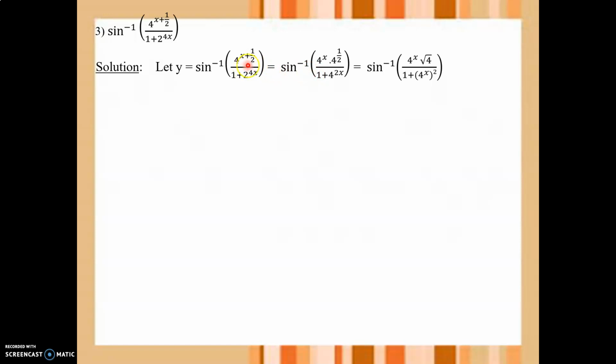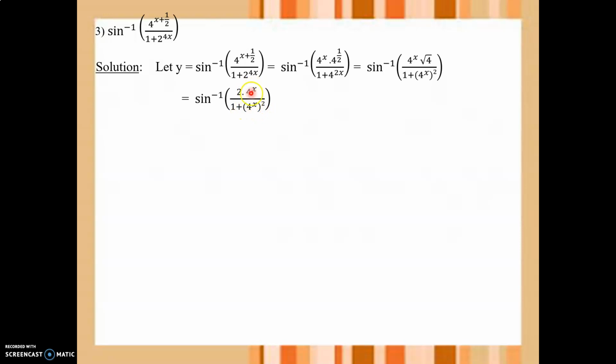You can use the indices property a raised to m into a raised to n is equal to a raised to m plus n. So you can split it like this upon 1 plus 2 raised to 4x can be written as 4 raised to 2x. Now 4 raised to x you can take like this. So a raised to m into n is equal to a raised to mn property we are applying here. So this will become like this. Now in the next step you can take root 4 as 4 raised to 1 upon 2, which can be written as root 4. Root 4 will become 2 in the next step. So 2 into 4 raised to x upon 1 plus 4 raised to x whole square.